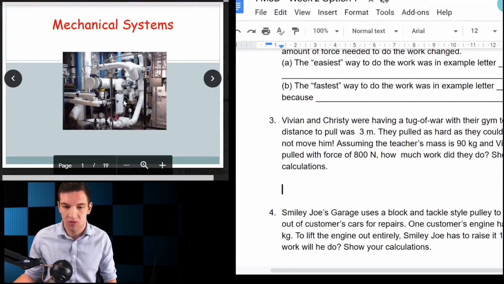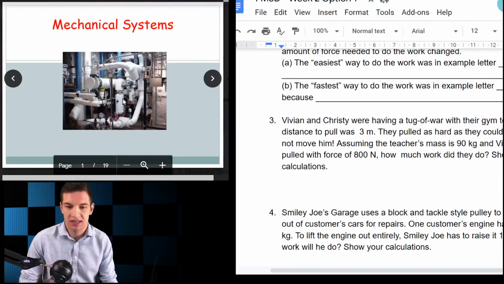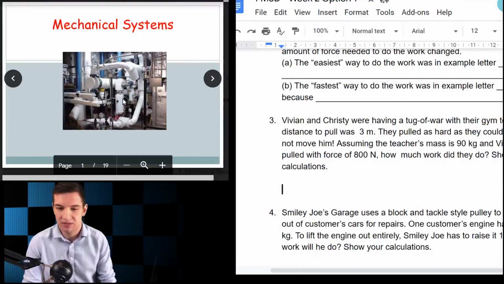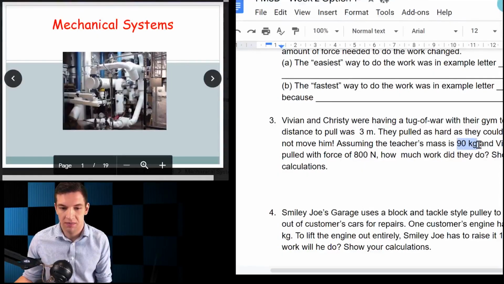Alright everyone, I just want to go through one of the examples here for work before we move on. Number 3 here in your workbook is: Vivian and Christy were having a tug of war with the gym teacher. The distance to pull was 3 meters. They pulled as hard as they could, but they could not move him. Assuming the teacher's mass is 90 kilograms and Vivian and Christy pulled with a force of 800 newtons, how much work did they do? Show your calculations. Now, the main thing we want to look at, because this is where people are going to make a mistake, is that the mass of the teacher isn't in newtons, it's in kilograms. Now we got to convert kilograms to newtons in order to make the equation work.